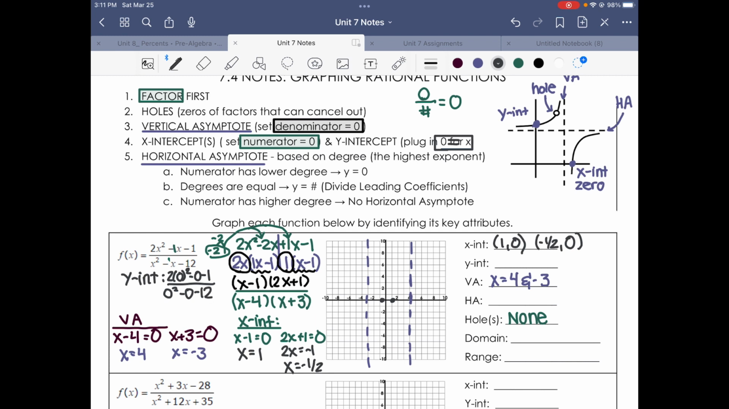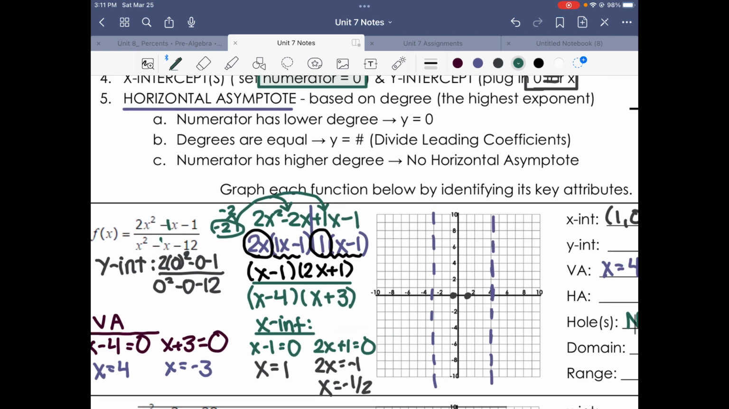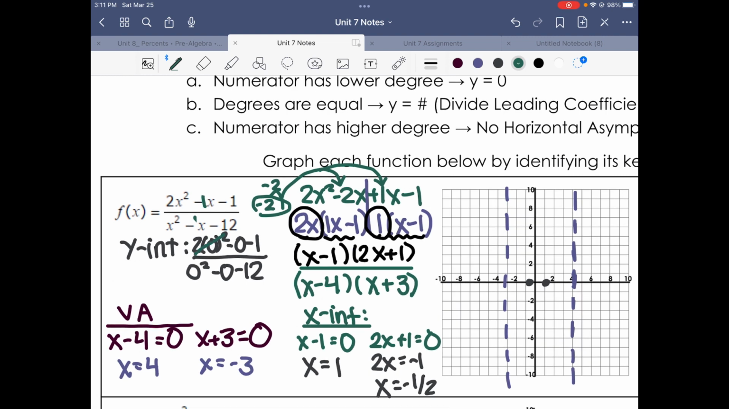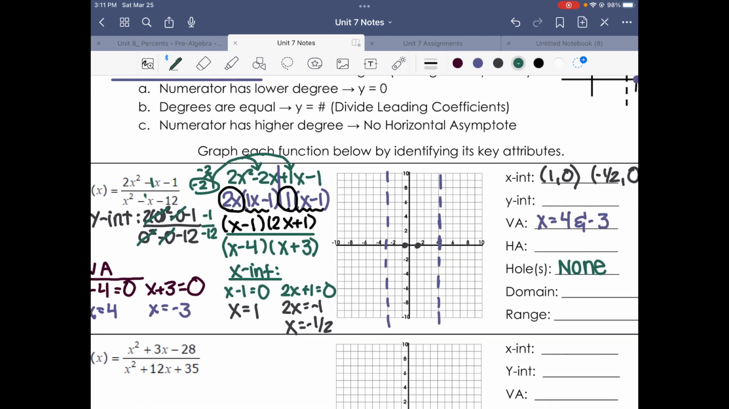Now, there is a reason why I suggest plugging it into the original equation, and I'm going to go ahead and write original equation above y-intercept, because when it's not factored and it's multiplied out, 0 squared is just 0. Minus 0 is still 0, so we get negative 1 on the top. And on the bottom, 0 squared is 0, minus 0 is still 0, so it's just negative 12 on the bottom. So our y-intercept is (0, 1/12).